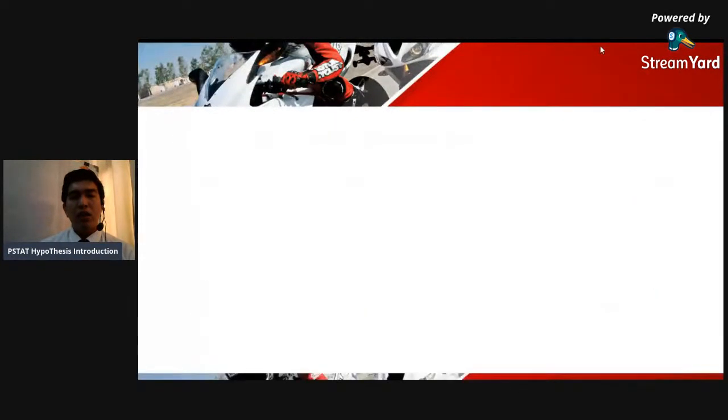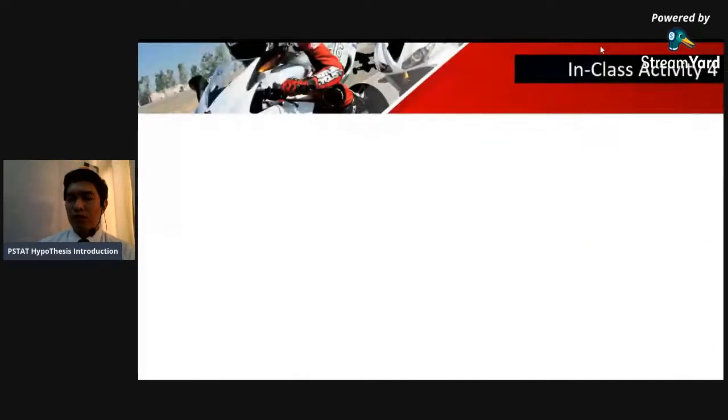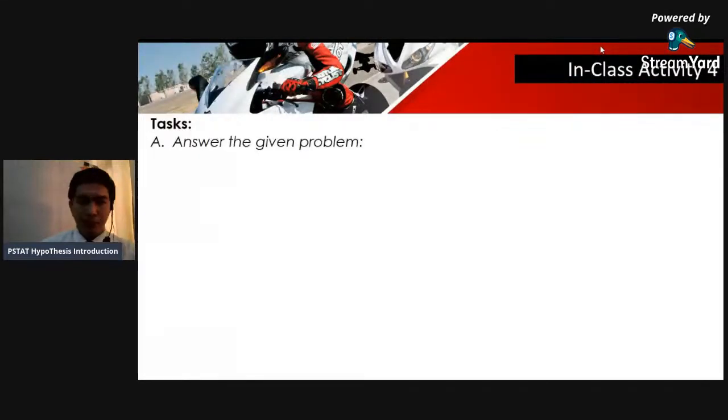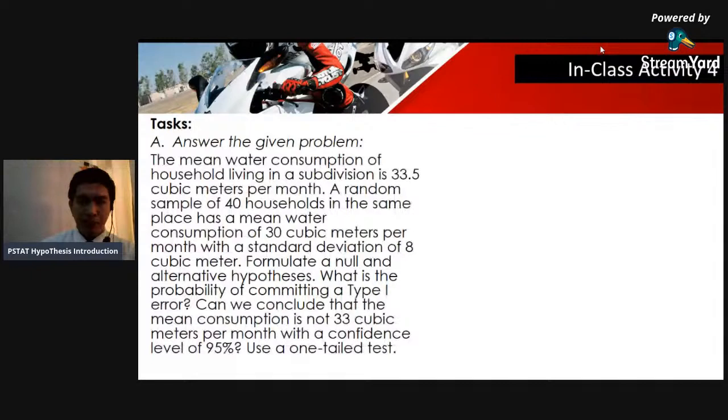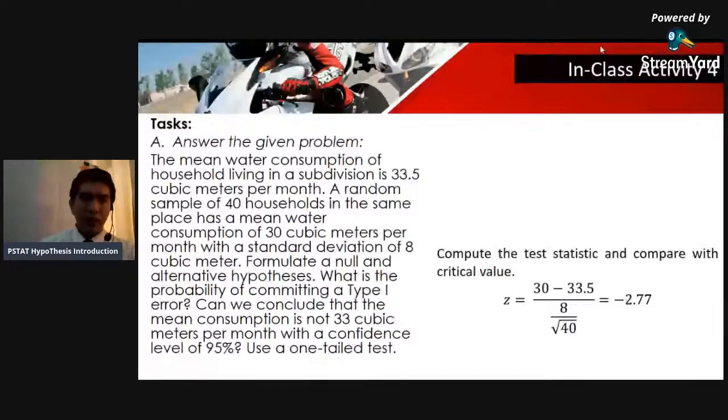So the first topic that I gave you in hypothesis testing was the activity on the mean water consumption. Here our task is to formulate a null and alternative hypothesis. What is the probability of committing a type 1 error? Or can we conclude that the mean consumption is not 33.5 cubic meters per month with a confidence level of 95%? Use a one-tailed test.